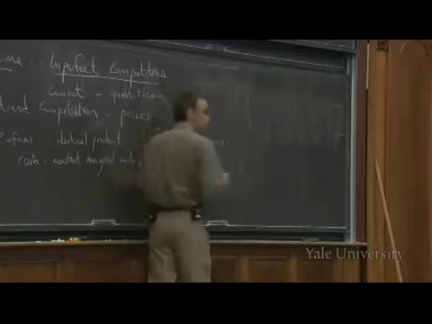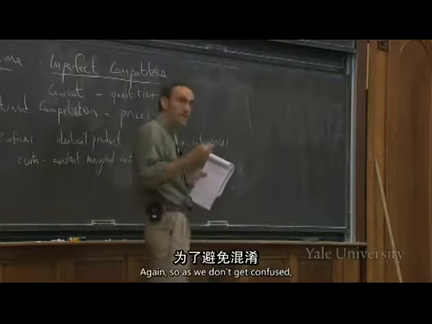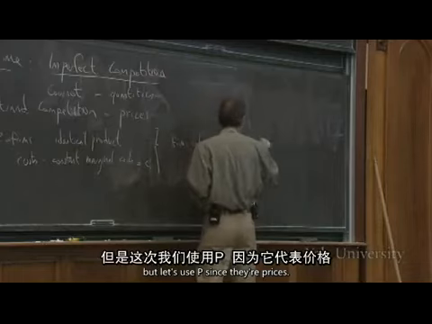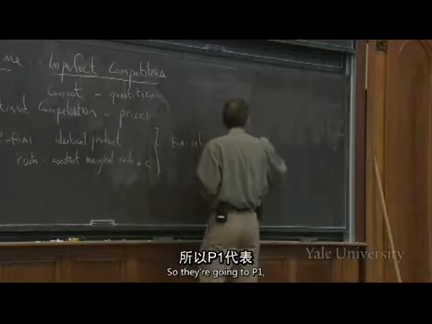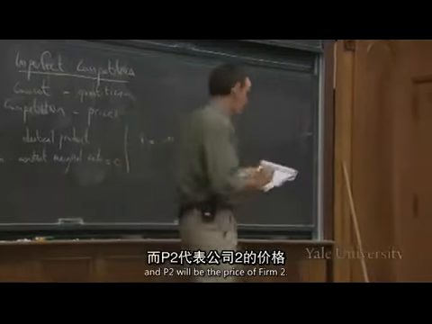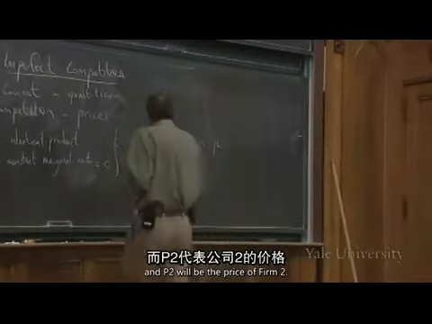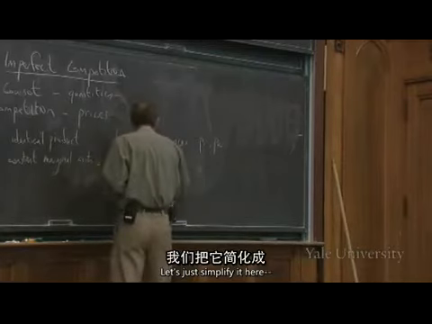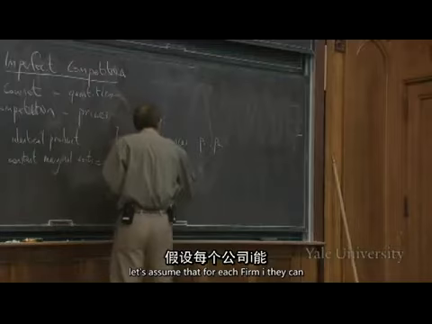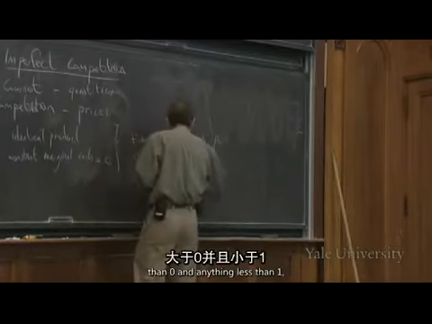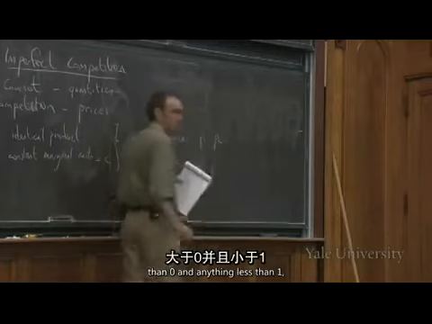And again, so we don't get confused, normally we use S for strategy, but let's use P since they're prices. So P1 will be the price of good 1, of firm 1, and P2 will be the price of firm 2. And the strategy set, formally, let's assume that for each firm i, they can set their price anything bigger than 0 and anything less than 1, just to keep life simple.